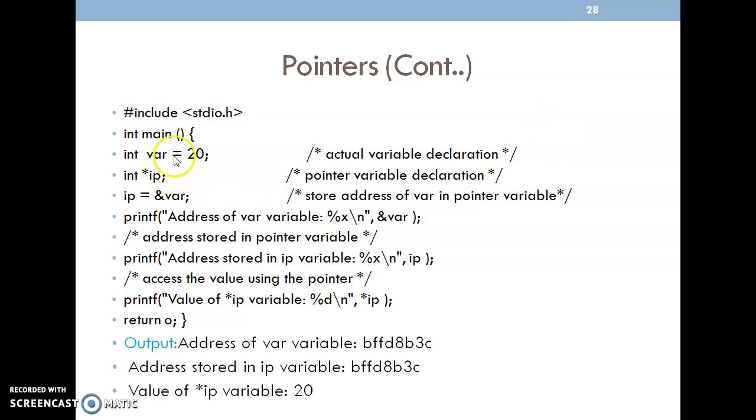The address of the variable, ampersand variable, and IP contain the same answer. If I display ampersand variable and if I display IP, we get the same answer because IP holds the address of the variable. Then the pointer star IP means we have to access the value where 20 is stored by making use of the address. So star IP says go to this address. At this address the value 20 is stored, and that will be displayed. So these are the steps for how we access the pointer.